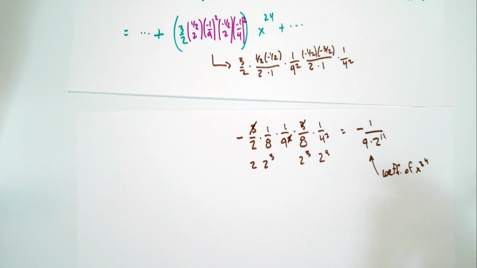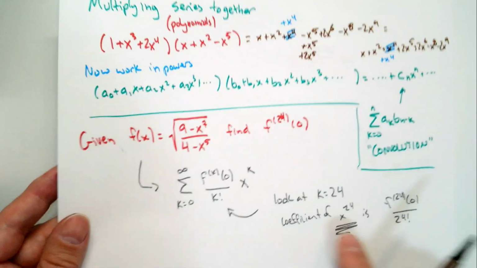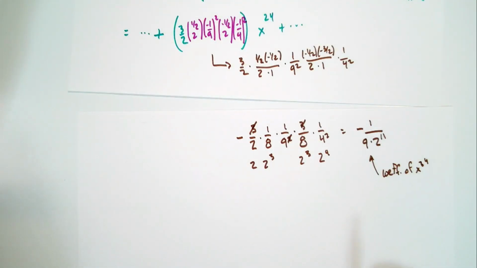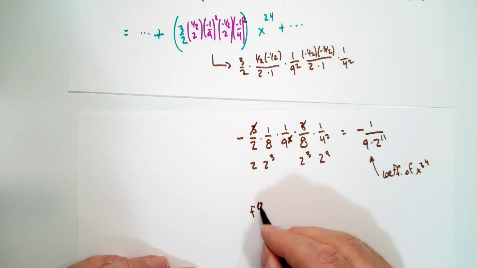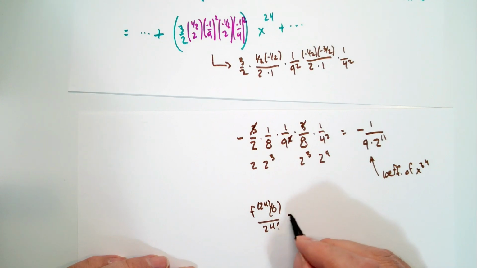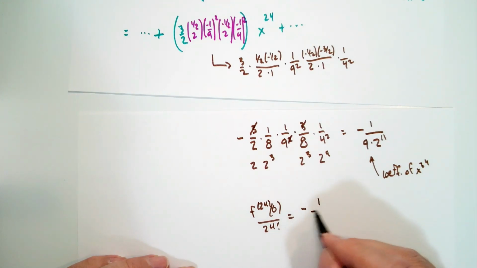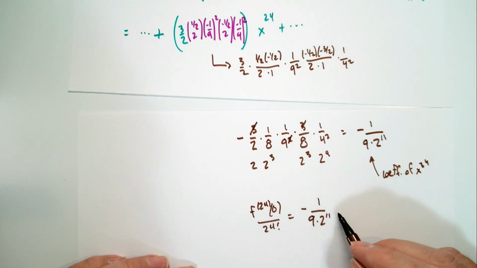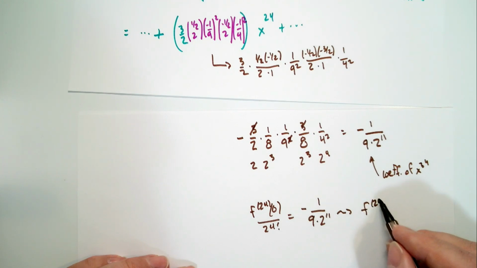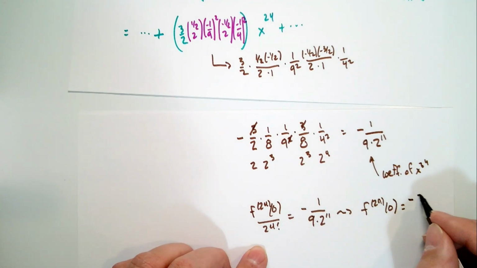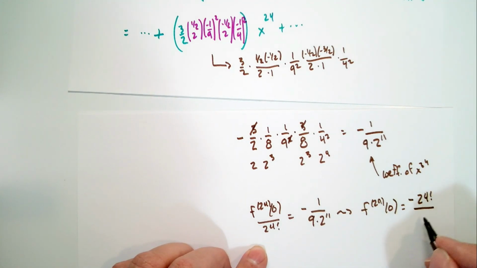Now, if we go back a couple pages, we said, hey, the coefficient of x to the 24th is the 24th derivative at 0 over 24 factorial. And so we can say the 24th derivative evaluated at 0 divided by 24 factorial is, well, negative 1 over 9 times 2 to the 11th. So what we can conclude is that the 24th derivative evaluated at 0 is, multiply that 24 factorial across, negative 24 factorial divided by 9 times 2 to the 11th power.